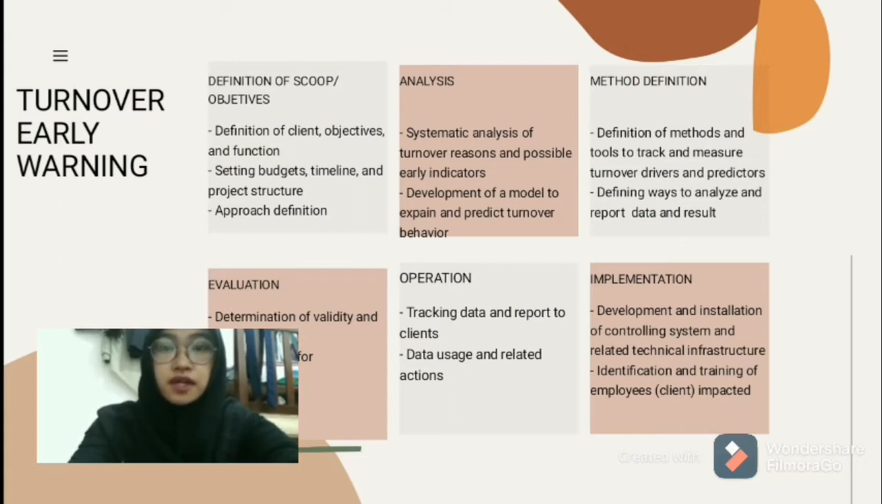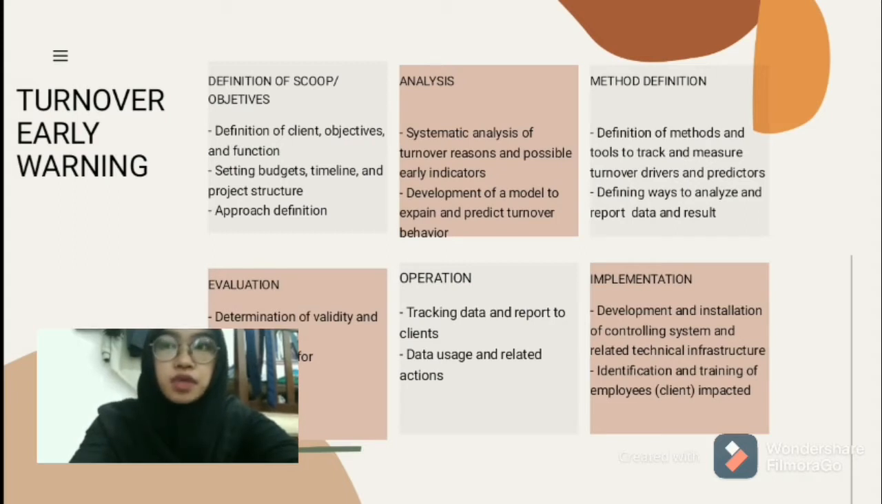First, we have to define the scope or objectives, and we start to systematically analyze the turnover causes. And then after getting the data from analyzing, we can consolidate the data and define the method which might be used in the future to predict churn.